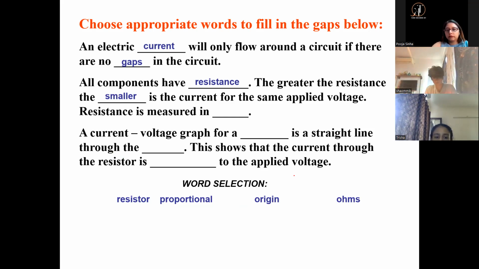Resistance is measured in ohms. Next line also. A current-voltage graph for a resistor is a straight line through the origin. Okay. Shamik? This shows that the current through the resistor is proportional to the applied voltage.